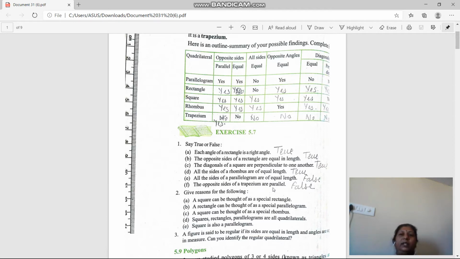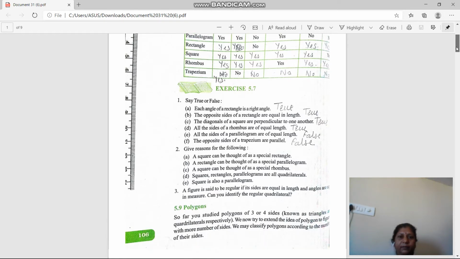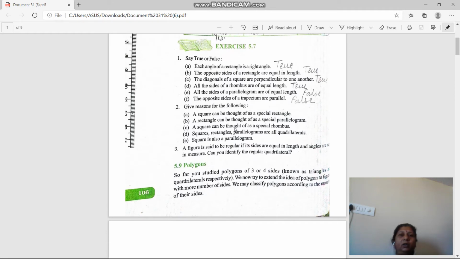Now the next question is, give reason for the following. A square can be thought of as a special rectangle. Yes, because in rectangle all angles are 90 degrees and opposite sides are equal. Here in square, opposite sides are equal and parallel also, and all sides are equal. Not only opposite, all sides are equal and parallel. That's why it is special.